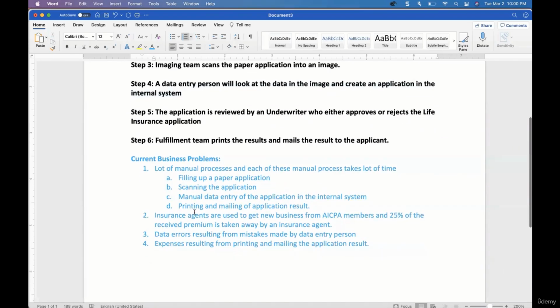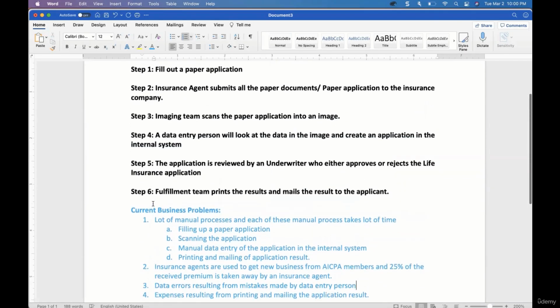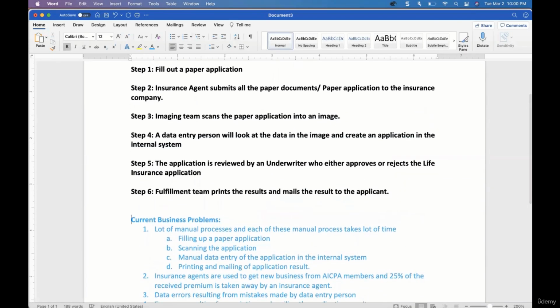All right, so these are the current business problems. So I hope you know what I'm trying to do here. I'm trying to sketch a BRD here. I'm trying to create a business requirements document.